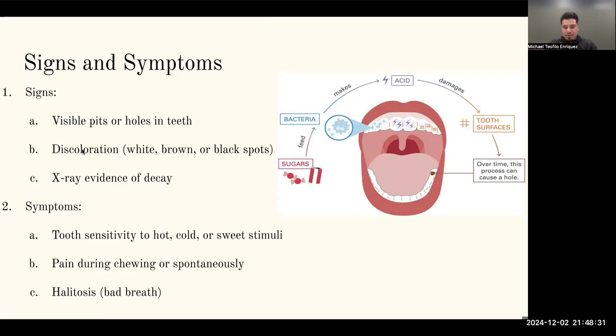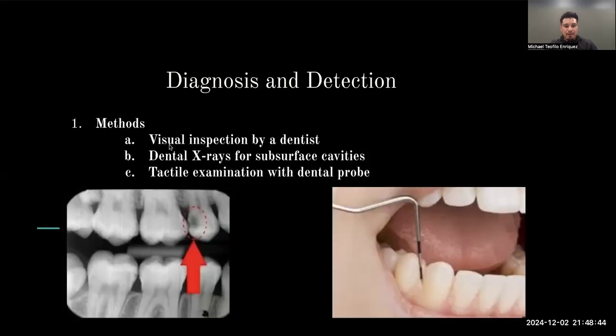And in this image, you see that the sugars will lead to the bacteria causing an acidic environment, and this will cause damage to the oral microbiome and then lead to decaying of the teeth.